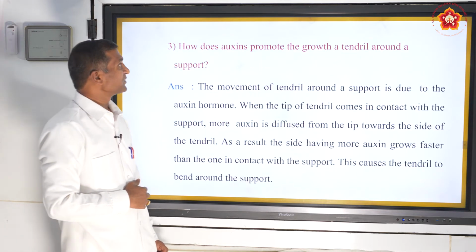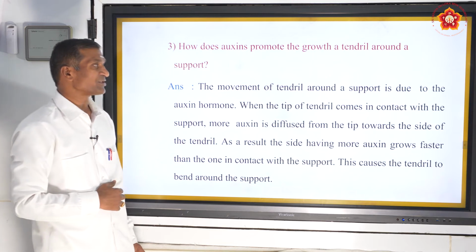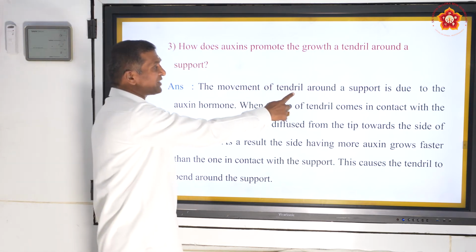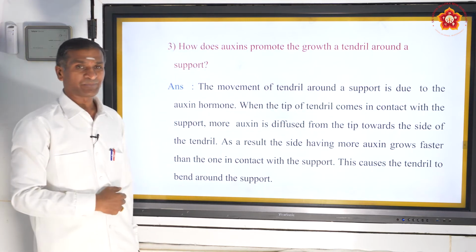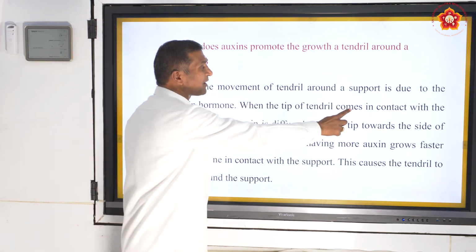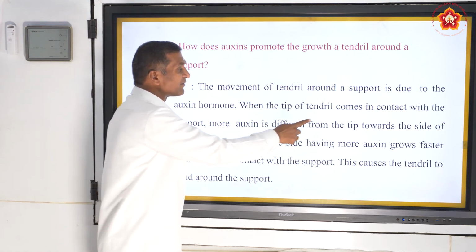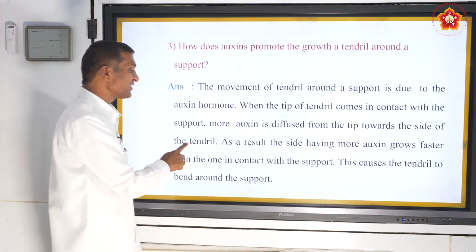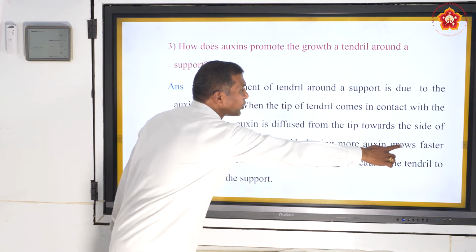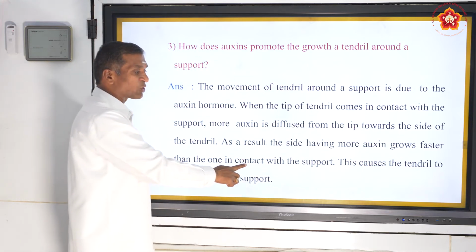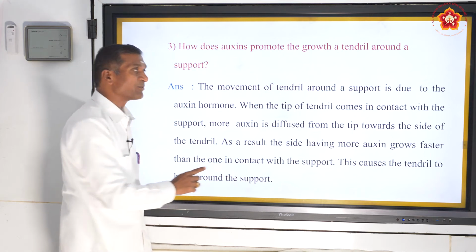The third question: how do auxins promote the growth of a tendril around a support? The movement of a tendril around a support is due to the auxin hormone. When the tip of the tendril comes in contact with the support, more auxin is diffused from the tip towards the side of the tendril. As a result, the side having more auxin grows faster than the one in contact with the support. This causes the tendril to bend around the support.